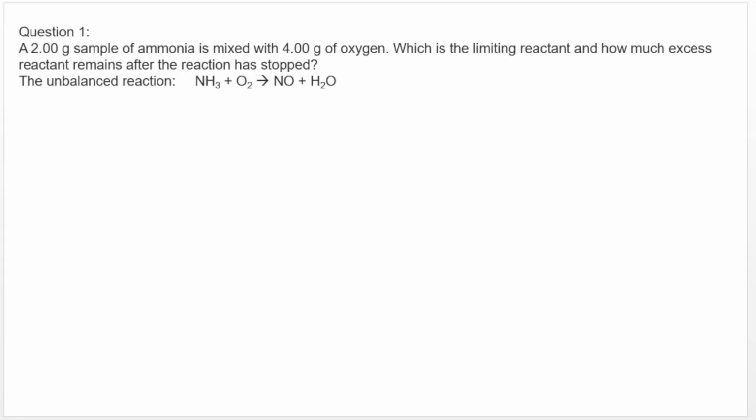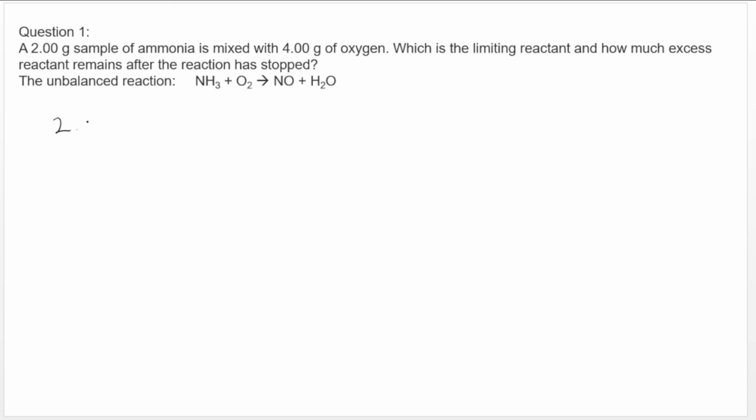Question 1. A 2-gram sample of ammonia is mixed with 4 grams of oxygen. Which is the limiting reactant and how much excess reactant is there after the reaction stopped? Okay, so we have two reactants. We have the amounts of both, 2 grams of ammonia and 4 grams of oxygen.